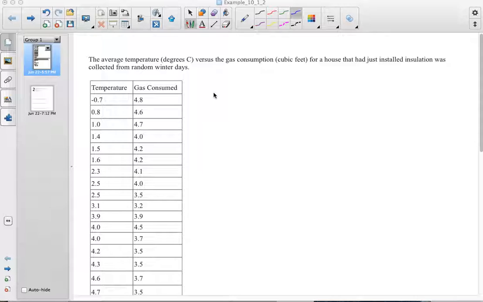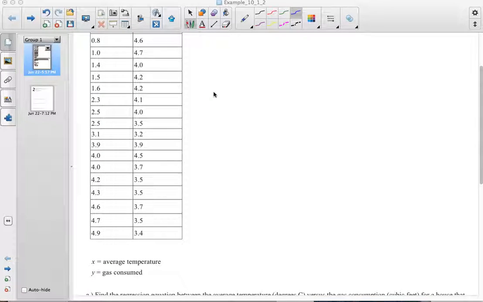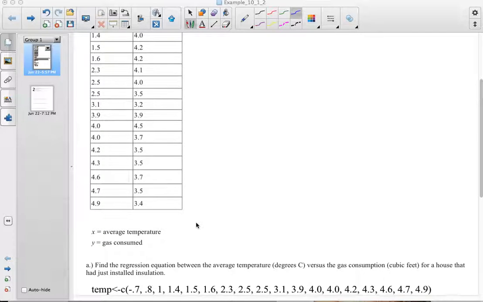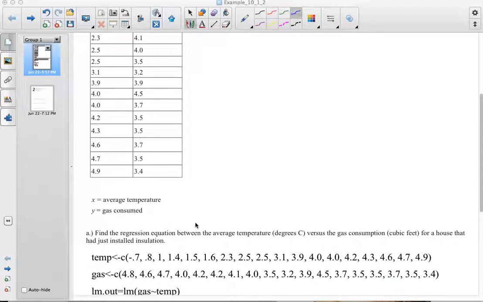The predictor variable is the variable we use to predict the other variable. It's usually called the independent variable. We usually use X for that. The response variable is gas consumed, and we usually call that Y. In this case, it makes more sense for temperature to predict how much gas you're going to consume than the other way around. So I went ahead and decided that X would be average temperature and Y would be gas consumed. So now we can actually go find the regression equation between the average temperature and gas consumed.